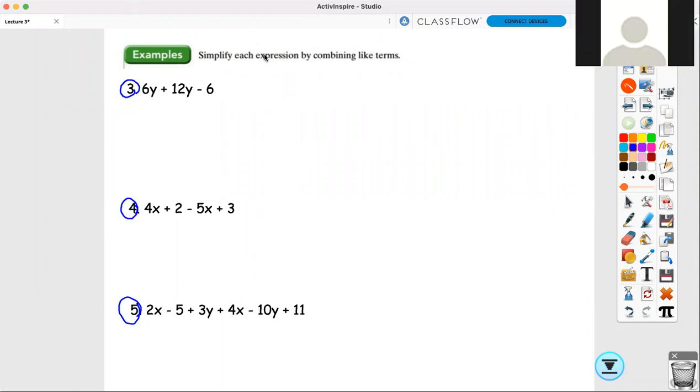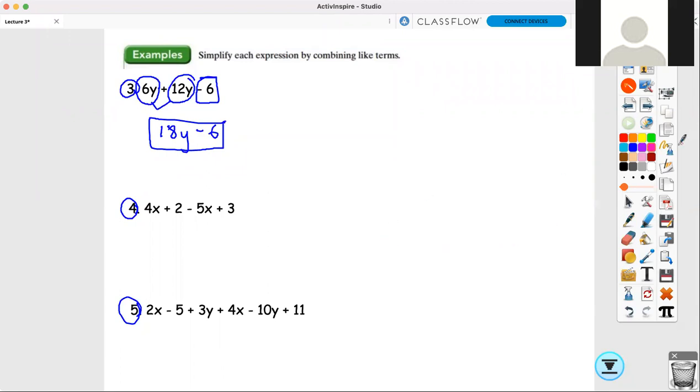Let's see, that was enough time to get started. Let's look at example 3: 6y plus 12y minus 6. Out of these 3 terms, which ones can we combine? 6y and 12y. And then we have only one constant term. So when we add those two, we get 18y, bring down the minus 6, and we are done.